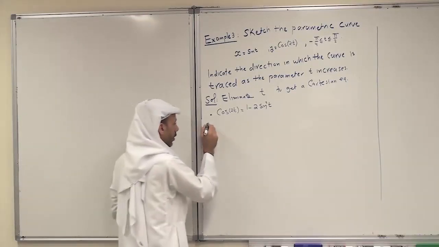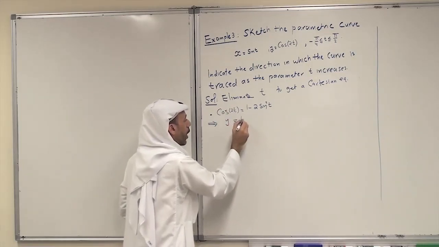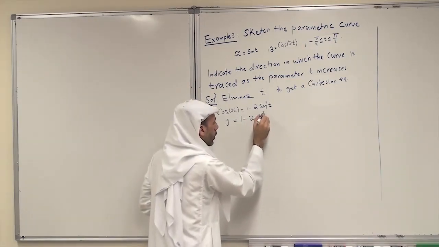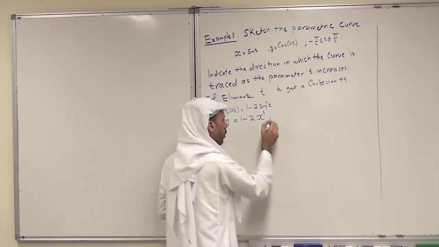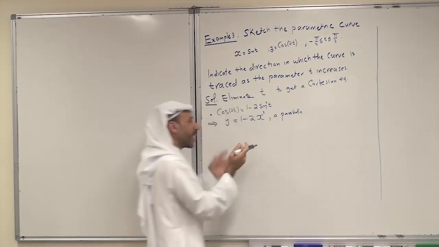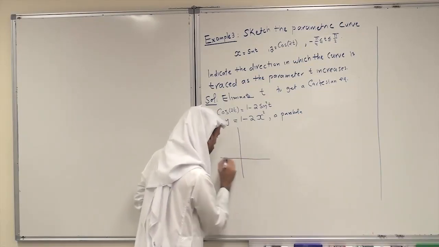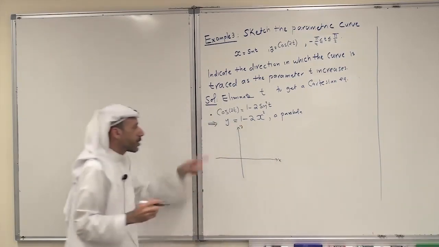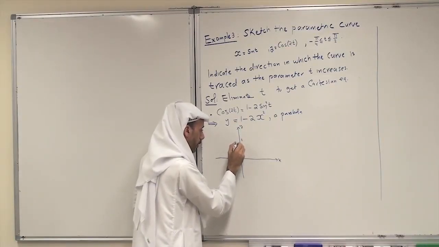Now just replace the value of each. Cosine 2t is just y. This is 1 minus 2, and sine t is x, so this becomes x squared. So this is the corresponding Cartesian equation, and the graph of this is just a parabola. Because of the minus, it is an inverted parabola. So let me just graph this basic parabola. It is an inverted parabola, shifted 1 unit up. So this is 1. And this is the parabola.